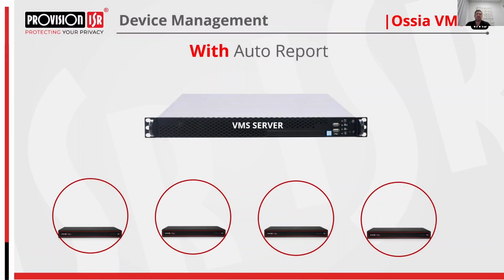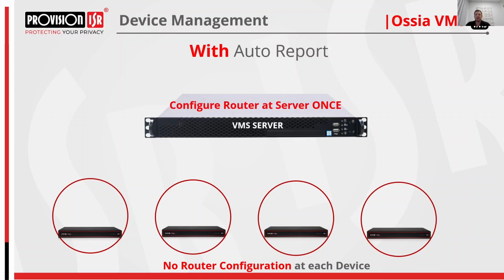Auto-report completely changes the way the devices connect to the VMS. The major advantage here is that no router configuration is needed on the device side whatsoever. Setup only needs to happen once on the router where your management server is located. All you require is a single public static IP address or a DDNS server address linked to the server's location.